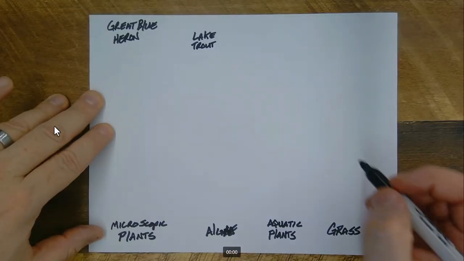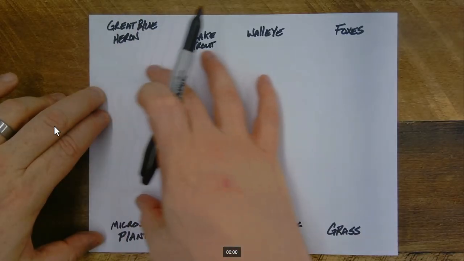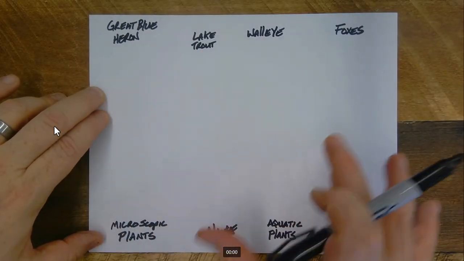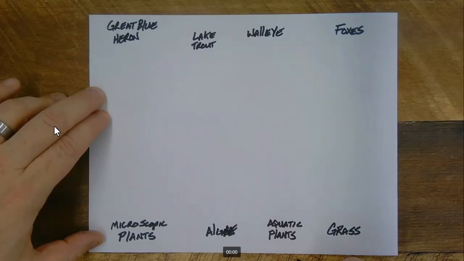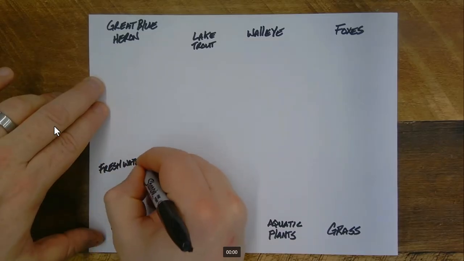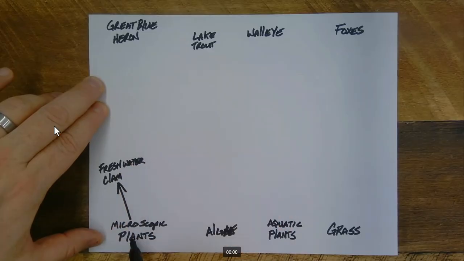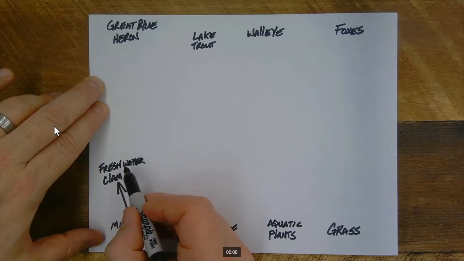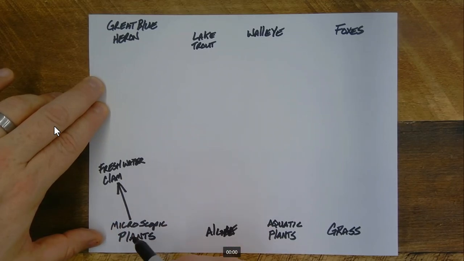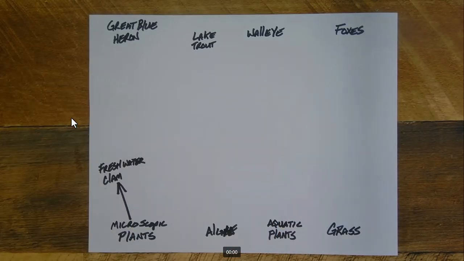lake trout, walleye. And what you're going to do is you're going to put all 21 cards somewhere in this, and you're going to connect them with arrows. So, for example, freshwater clams eat microscopic plants. And the arrow goes from what is being eaten into what is eating, because the energy is moving from microscopic plants into freshwater clams.